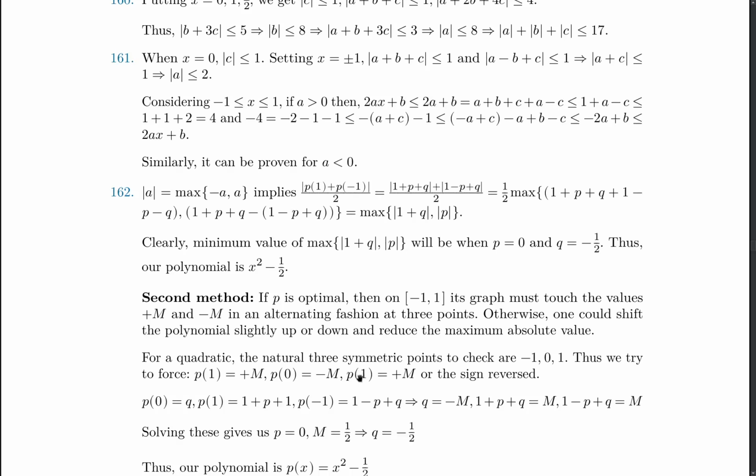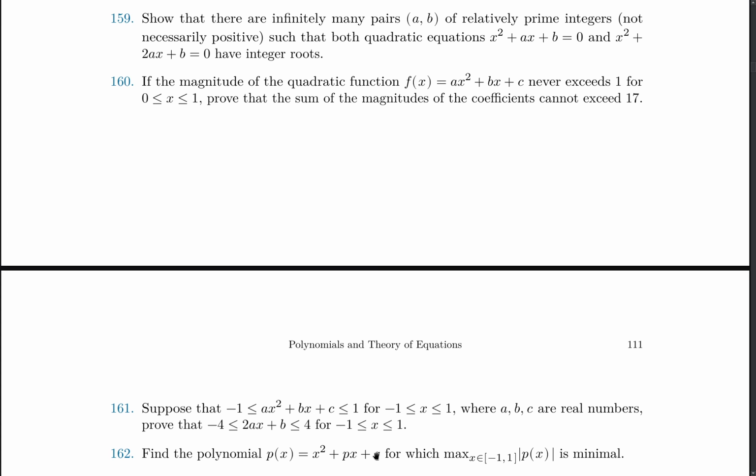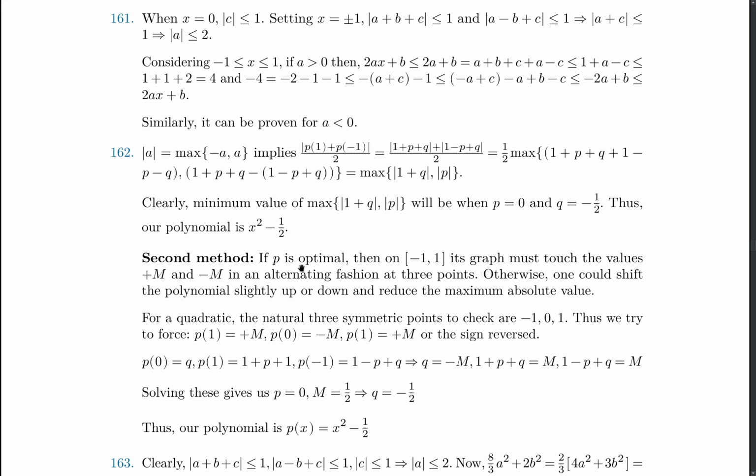So I will explain the second method because that is the simple one. The first method requires a lot of intuition, and you can go through it and see if you can understand the solution of the first method. For the second method, let's say our polynomial is x square plus px plus q. Now if p is optimal, then if you see the graph of a quadratic equation in this range, it would be either upward or downward. It must touch the values plus 1 and minus 1 in an alternating fashion at 3 points.